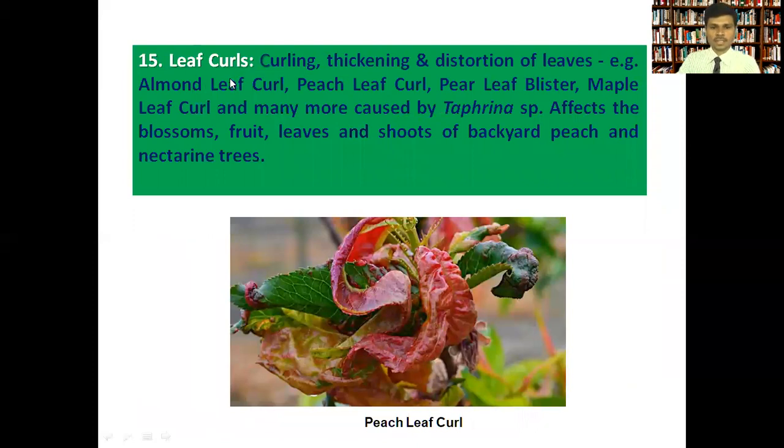Then leaf curls, curling, thickening, and distortion of leaves. Examples given here: almond leaf curl, peach leaf curl. Here we can see the peach leaf curl disease, which is caused by Taphrina species that affect the blossoms, fruits, leaves, and shoots of the backyard peach and nectarine tree.